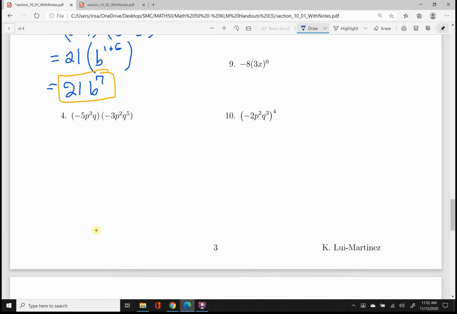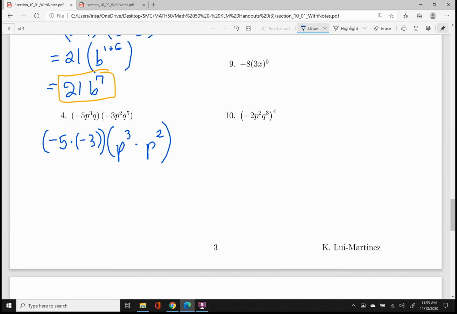I'm going to do a regrouping. All of the numerical stuff is going to go in the front: -5 times -3. I'll use grouping symbols and some parentheses just to hold in this negative factor. Then I'm going to group the p's together, right? I've got p to the 3rd power in the first original grouping, and I'll multiply that by p to the 2nd power. Why do I want to group all the p's together?